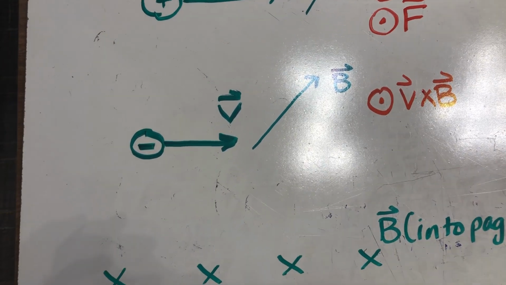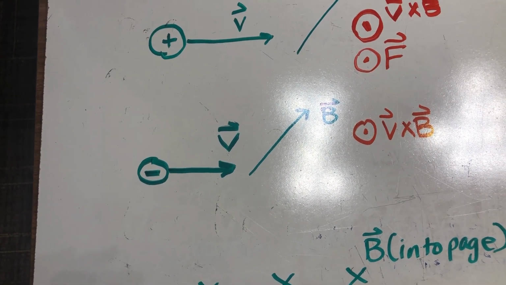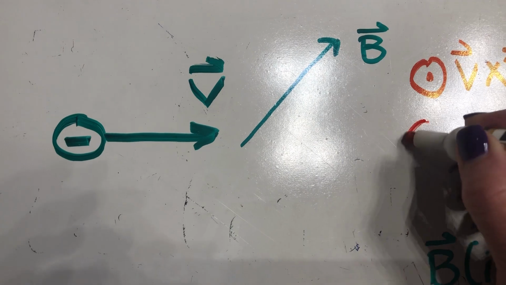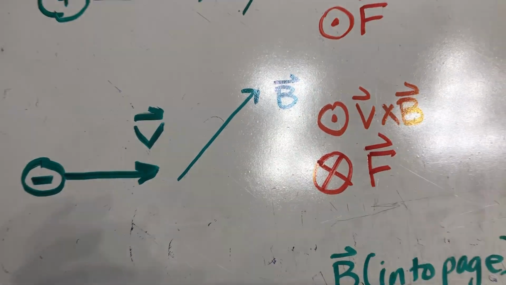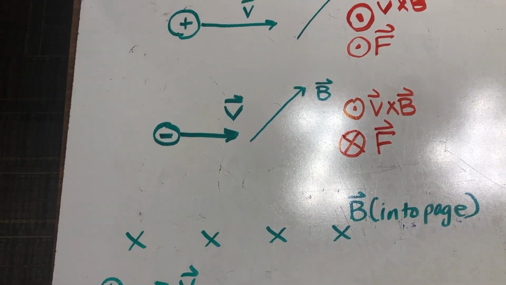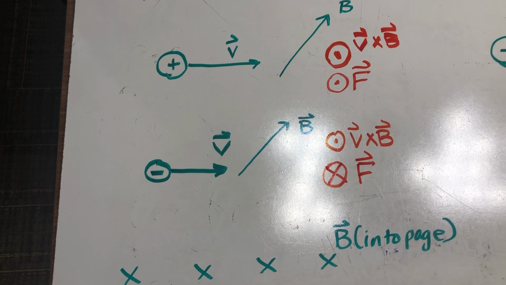So we found V cross B is out of the page again. It's the same example, so it shouldn't be a surprise. But we want to remember that because this is a negative charge, the direction of the force would actually be in the opposite direction.